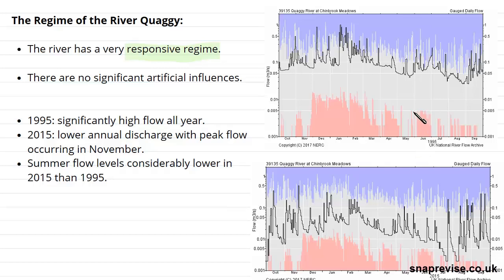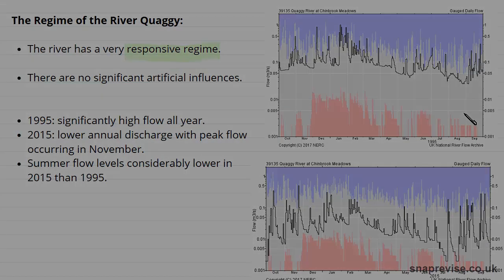So these are two graphs of the river discharge or the river flow of the Quaggy in two time periods, and they're 20 years apart. This graph here is for the year 1995, and this one here is for 2015, and we're going to do a quick comparison to see how they are different.